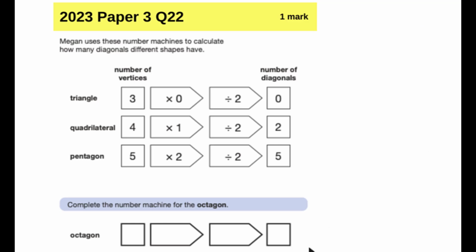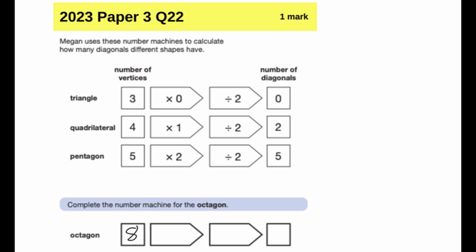So for this, we need to know how many sides an octagon has. So an octagon has 8 sides. If you don't know how many sides or vertices different shapes have, then you really need to check out the geometry ebook, because you do need to know these common polygons: how many sides, vertices, parallel lines, the angles, all that kind of stuff.